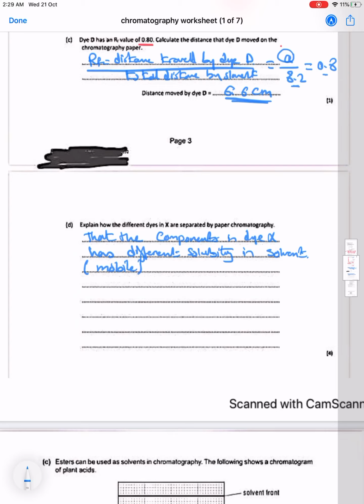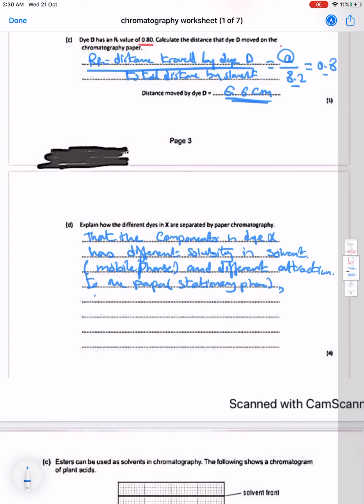Okay, and it has also different adsorption to the paper, or different attraction on the paper, which is the stationary phase. And this is really what decides when the components in the dye will be separated. The components in dye X have different solubility in the solvent, which is the mobile phase, and different attraction to the paper, which is the stationary phase.